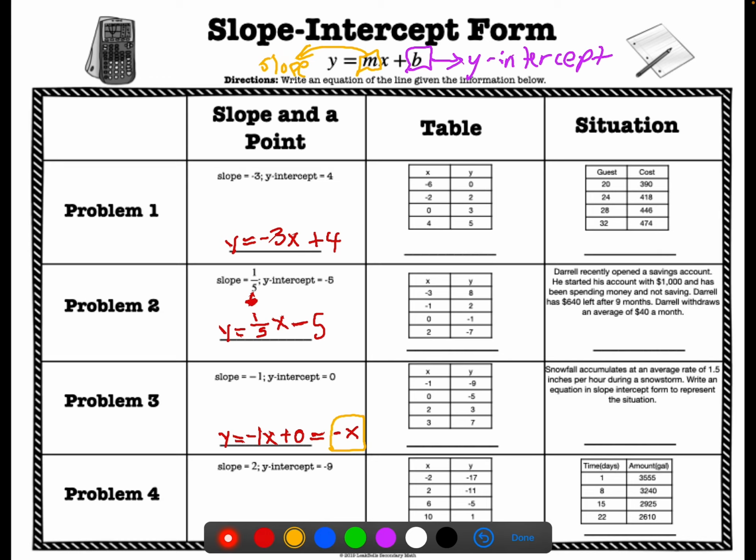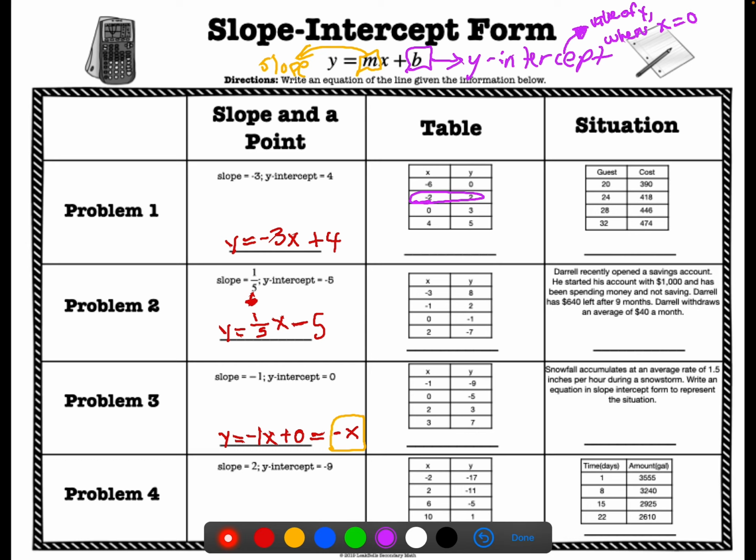Now, what if we have a table and we want to write an equation in slope-intercept form? Remember yesterday, we talked about the fact that when we're dealing with the y-intercept, we can define it as the value of y when x equals 0. Well, how is that helpful here? We already talked about last week how to find the slope given a table, so I assumed that would be pretty easy. We just have to choose 2 points.